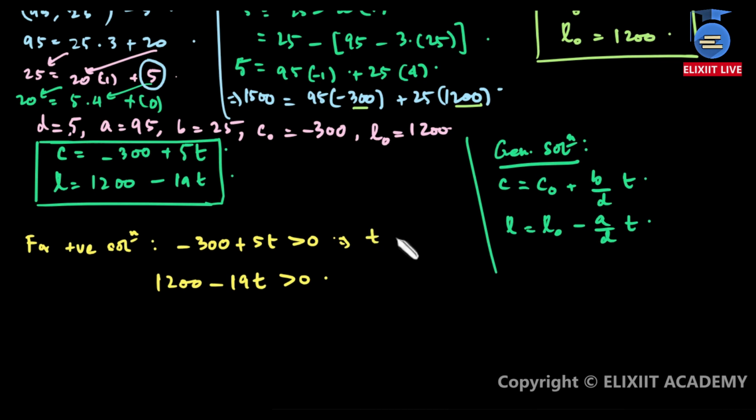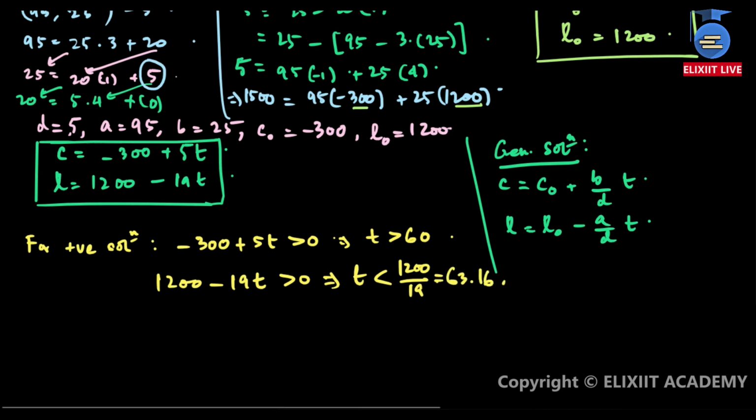From here clearly T is greater than 60, right? And from here you will get T is less than 1200 divided by 19, which is around 63.16 in decimals. So definitely combine these two and find the integer values. T in this case belongs to Z, the integers lying in this interval.